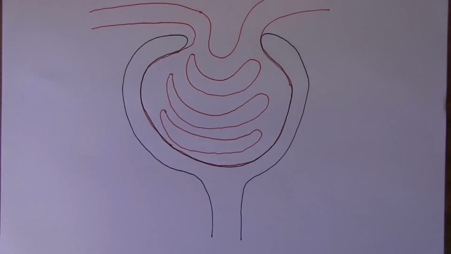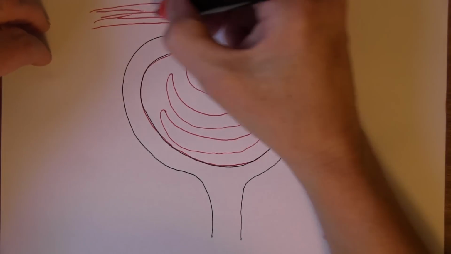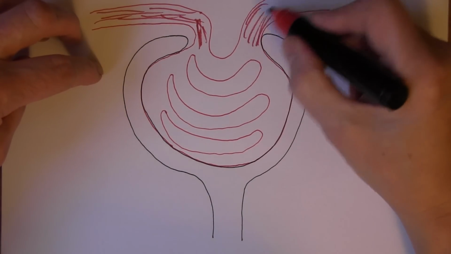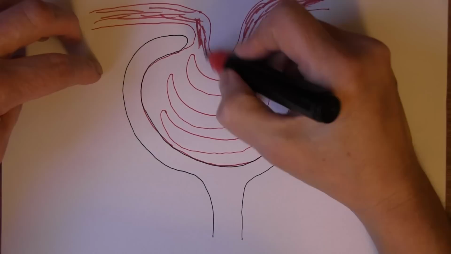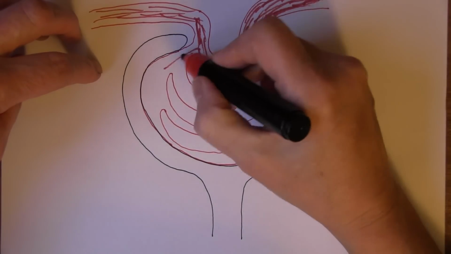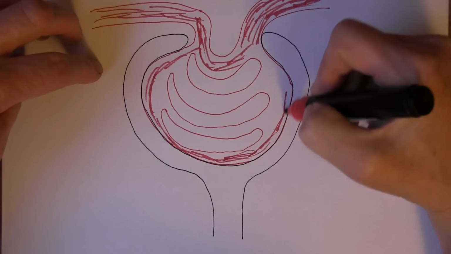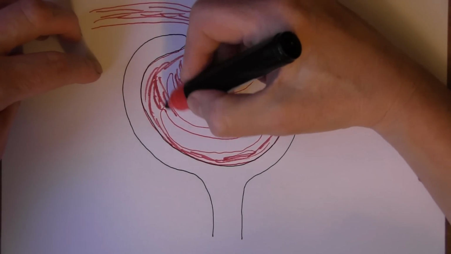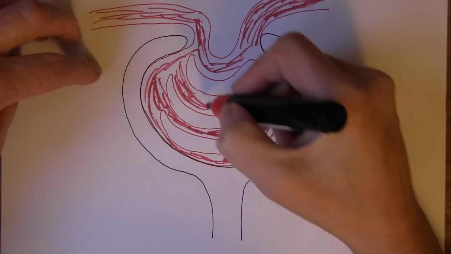Now it'll probably help if we colour this in a bit so we can see what we're doing. So here's the arterial supply here. This is the venous drainage on this side. Of course it's not venous drainage, it's still an arterial. And then these are the capillaries. The capillaries of the glomerulus. So the blood is going through these glomerular capillaries.